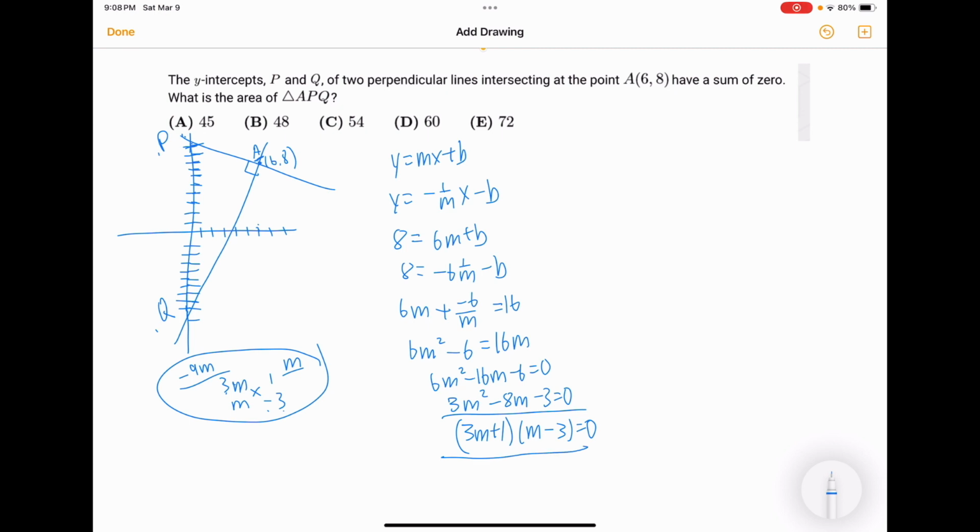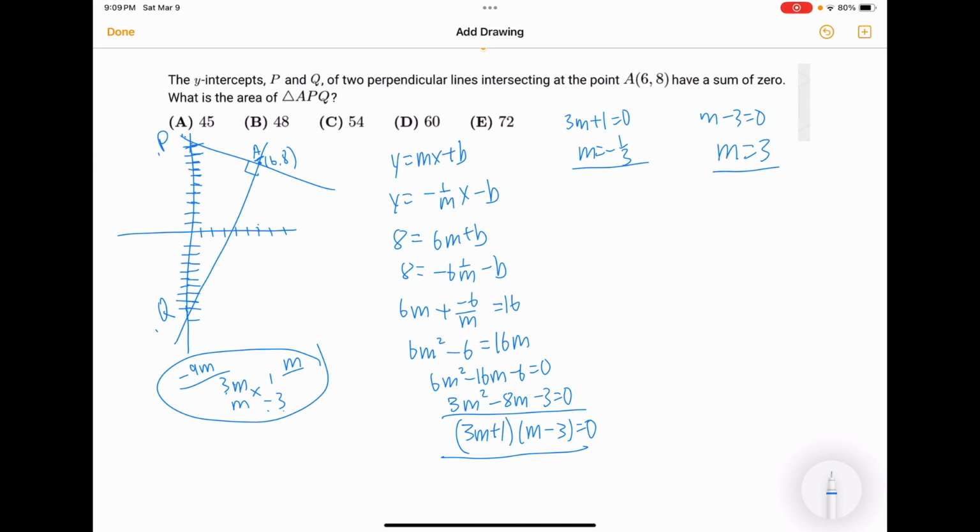Because if you multiply the factors, it gives us 0, that means that one of the factors is equal to 0, or it could be both. And so we got m equals 3 and m equals negative 3.